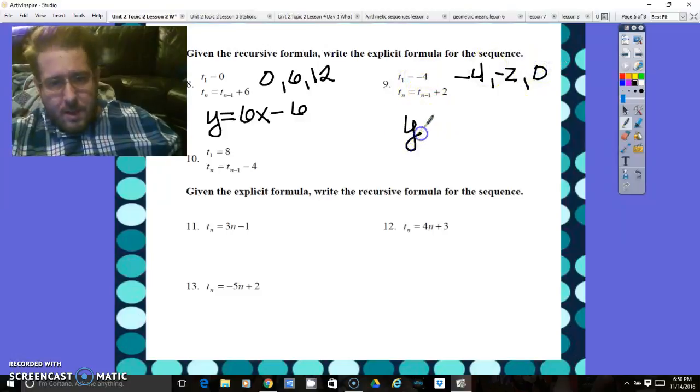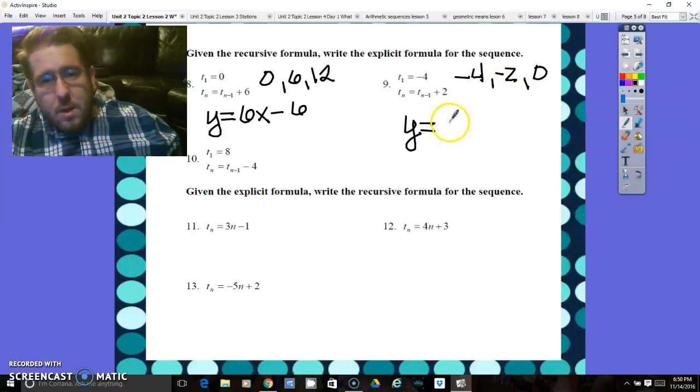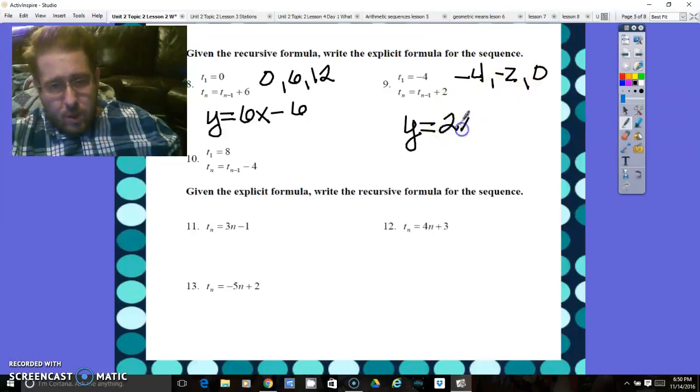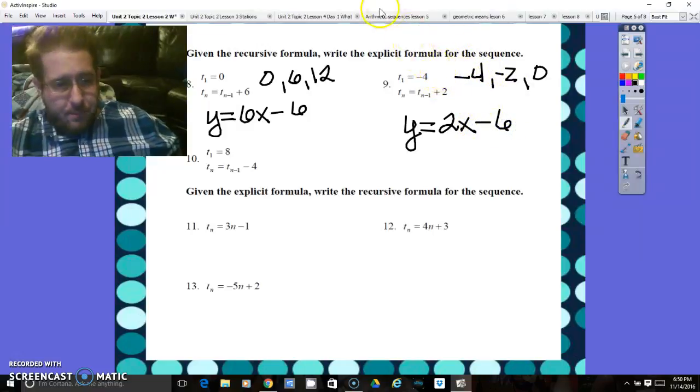So if I'm going to write that as an explicit formula, that's a pattern of adding 2, so that's 2x plus the starting point of negative 6, because that would be 2 below it.